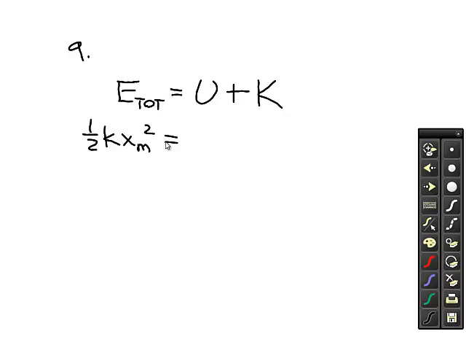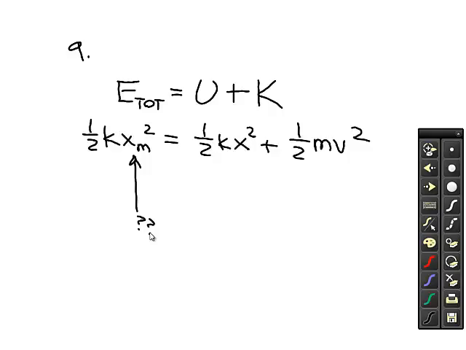Its potential energy at some other point would be 1/2 kx squared. Its kinetic energy at some point would be 1/2 mv squared. So the question is, do we have enough info to solve for that? Can we come up with the amplitude? Let's see if they gave it to us.